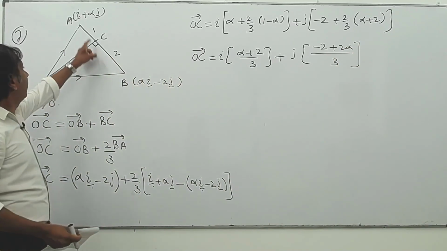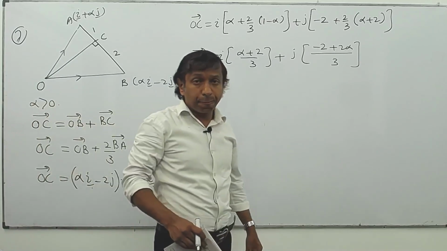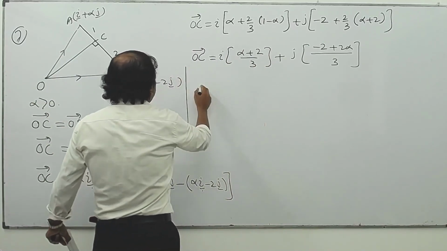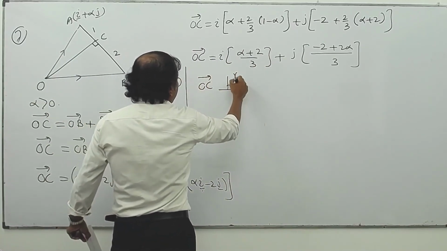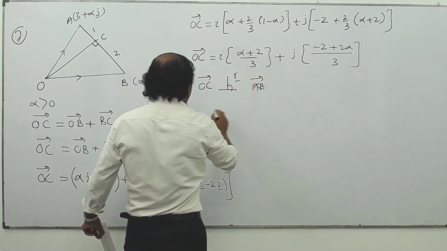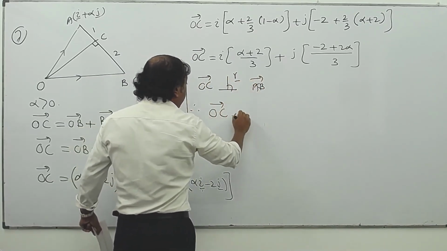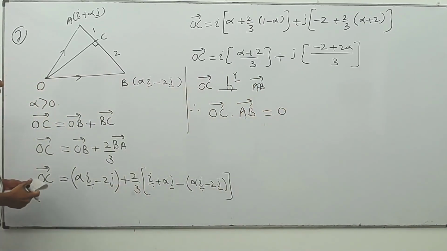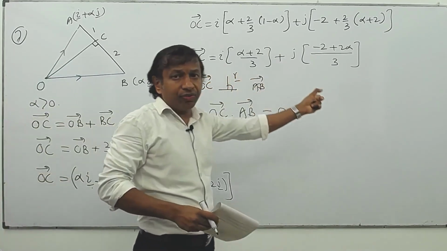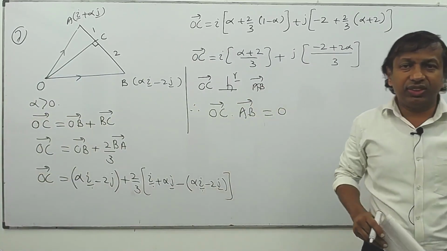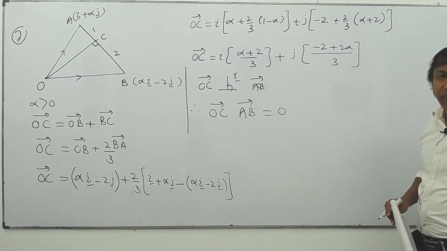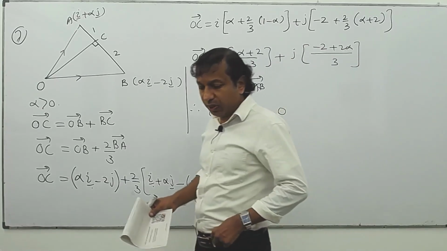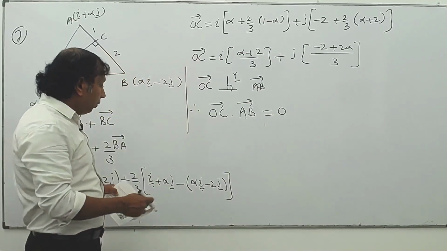People, OC and AB are given as perpendicular. Then the dot product is 0, no? Right. Now we can write OC is perpendicular to AB vector. Therefore, OC vector dot AB vector should be equal to 0, right? This way, formally you have to simplify. Otherwise, doing it the way we do in the theory class, one by one, is no longer suitable, right?